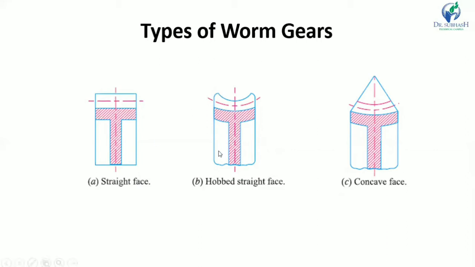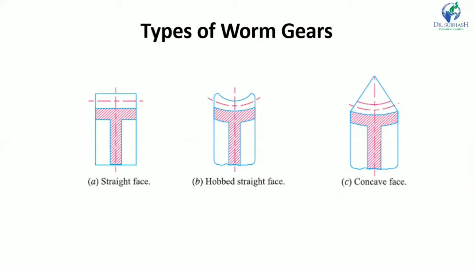Then in figure B, it's a hob straight face. It is also used for light service, but its teeth are cut with a hob. And the third one, figure C, shows the concave face. It is the accepted standard form and is used for all heavy service and general industrial uses. The teeth of this gear are cut with a hob of the same pitch diameter as the mating worm to increase the contact area.